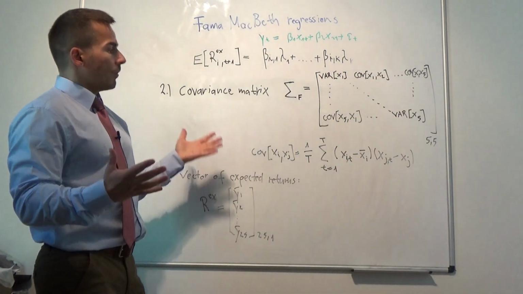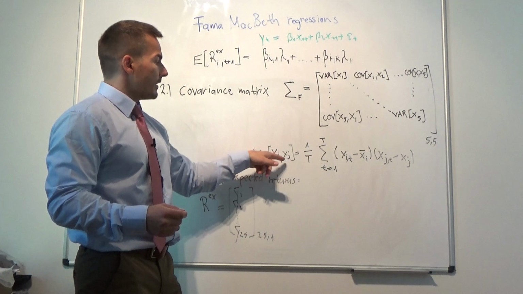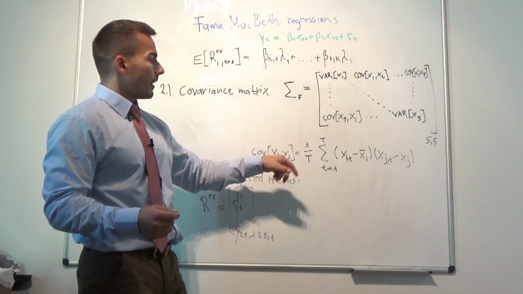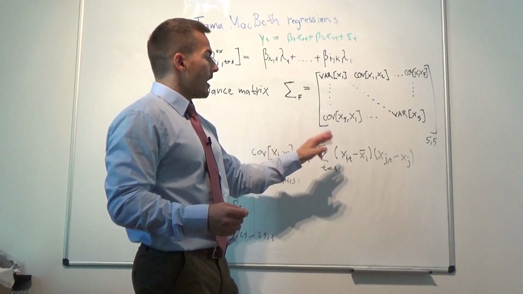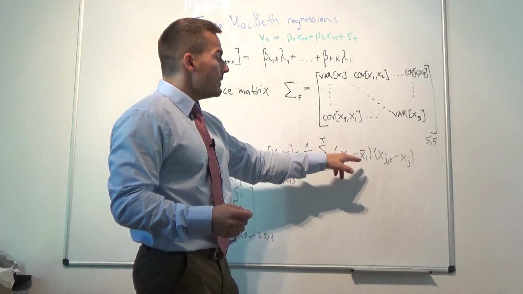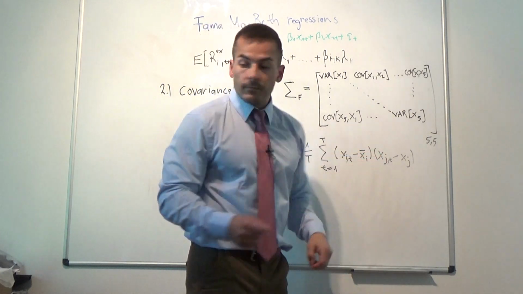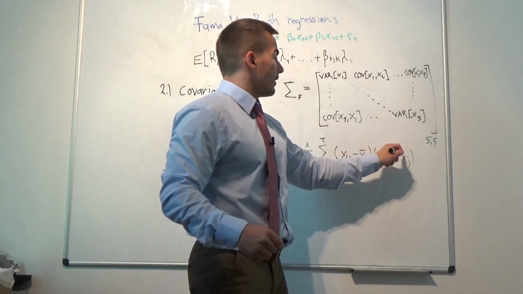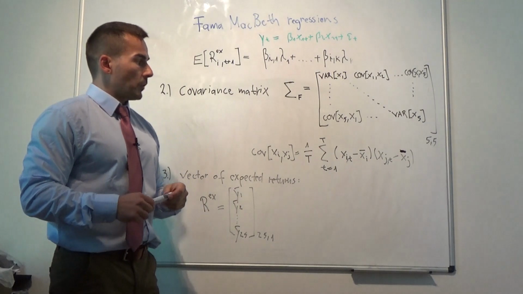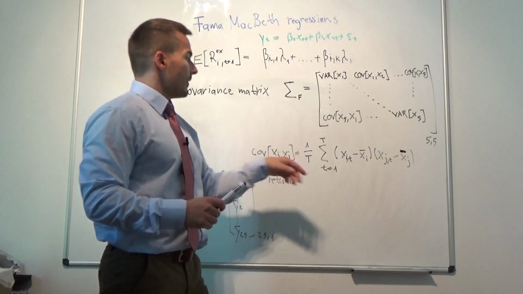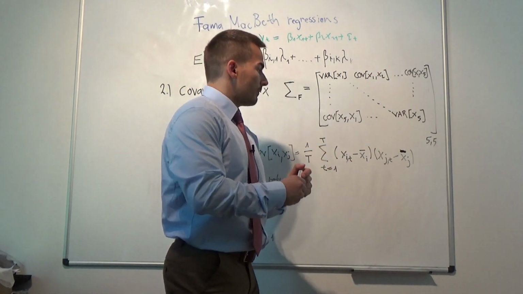So what's the covariance? Very simple, we know this from basic statistics. The covariance between xi and xj is given by 1 over T, sum from t equals 1 to capital T, of risk factor xit minus the mean of xi, times xjt minus the mean of risk factor xj, denoted here as xj bar. So each of these single elements, we have to plug in the corresponding time series vectors.